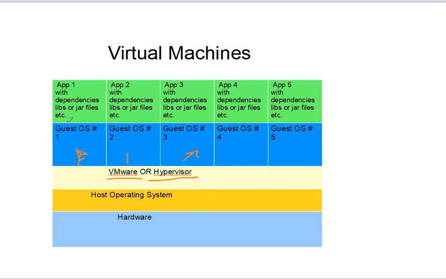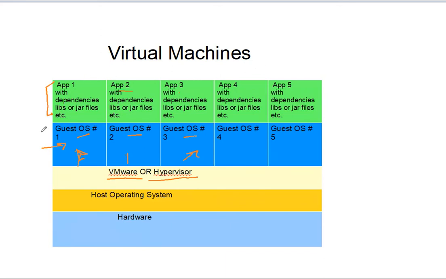And on each of these virtual operating systems, the developers are going to develop these apps, let's say app 1 on OS 1, app 2 on OS 2, and app 3 on OS 2, and so on. So the developers develop these different apps on these operating systems, and of course they have installed all those dependencies on these virtual operating systems, whatever libraries or frameworks or jar files they need.